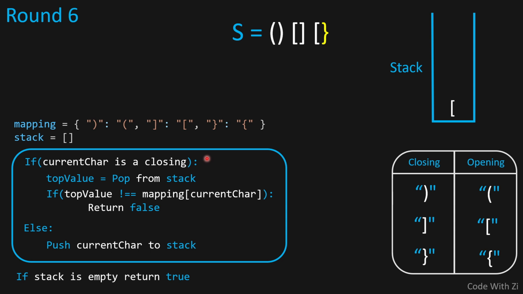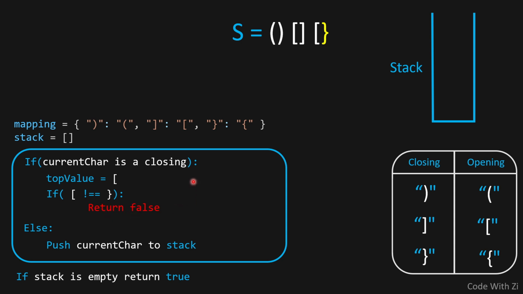It is. Alrighty. Get our top value, and we're gonna get that by popping from our stack. So let's get it. Now our top value is an opening bracket, and we're gonna be like, is our top value not equal to mapping of current character? So is opening bracket not equal to a closing curly braces? It's actually not equal, so we're gonna return false. And this is our answer. Now let's code this in the simplest way possible.